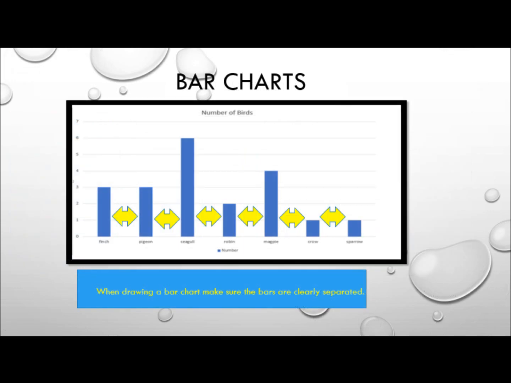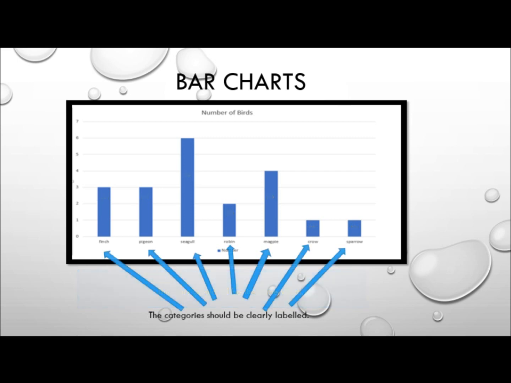When drawing a bar chart, make sure the bars are clearly separated. Ideally, they should be evenly spaced. Again, ideally, all the bars should be the same width. If you don't keep your bars the same width, and if they're not evenly spread out, the bar chart might end up looking like and being confused with a histogram.